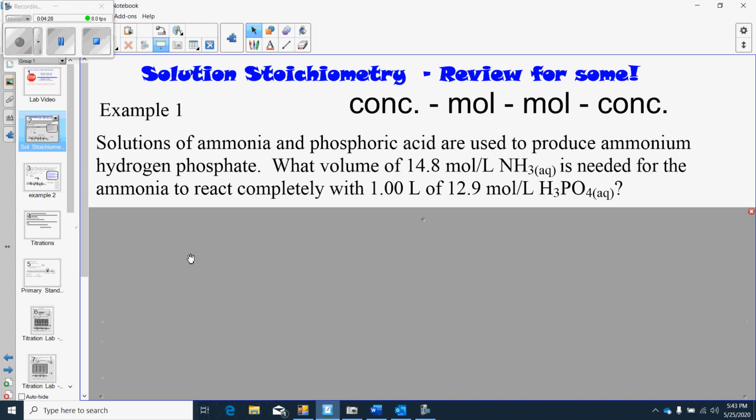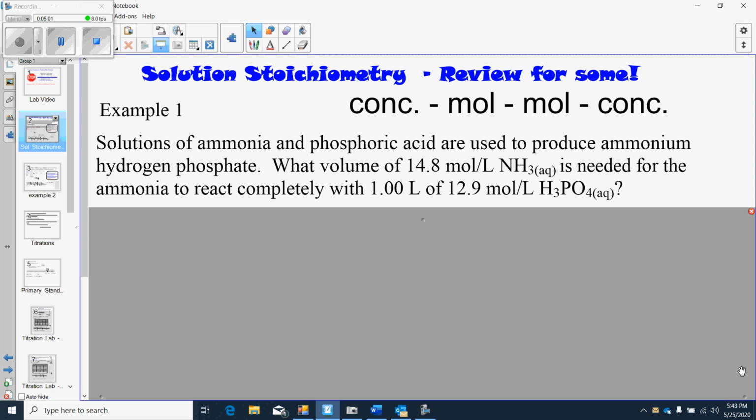Solutions of ammonia and phosphoric acid are used to produce ammonium hydrogen phosphate. What volume of a 14.8 moles per liter ammonia is needed for the ammonia to react completely? So there's that quantitative reaction with 1 liter of 12.9 moles per liter phosphoric acid. So what you can see here is that we have some chemical formulas, which are key, because some of us are weak with producing chemical reactions.